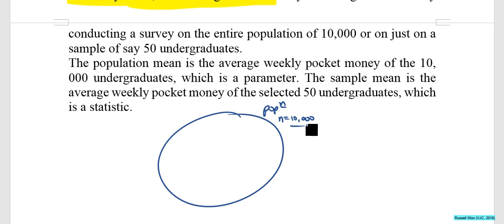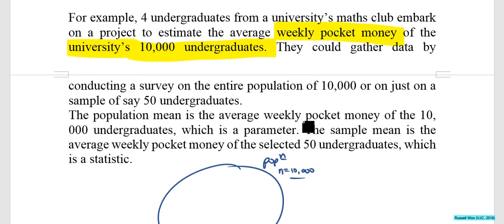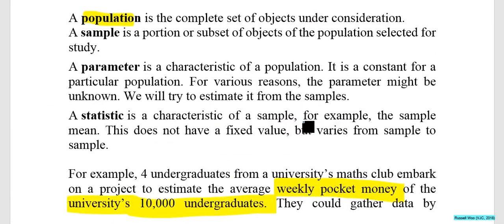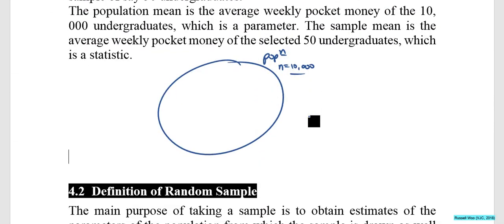Correct? Now, in order to get a sense of how much undergrads are being given as pocket money, do we sample 10,000? Is it actually possible to sample 10,000? Or rather, is it practical to sample 10,000? Probably not. So we will usually take a sample. Now, this whole chapter, can I have attention, please?